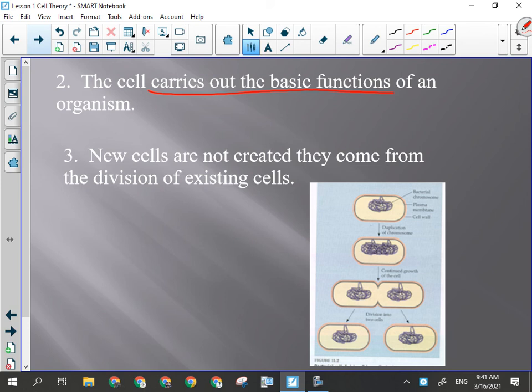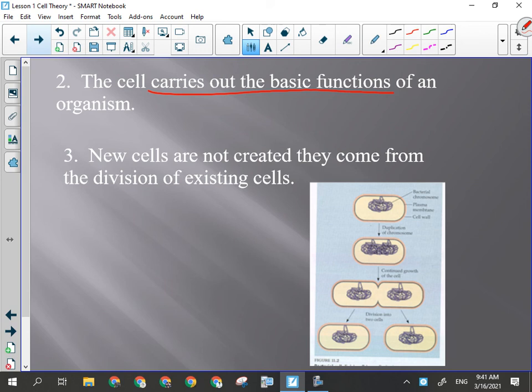Number 3, new cells are not created. There is no factory in your body that manufactures cells. All cells come from the division of existing cells. And this is true all the way back to the moment of your conception.